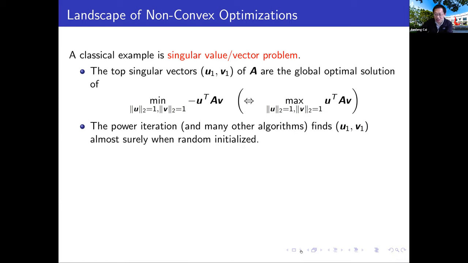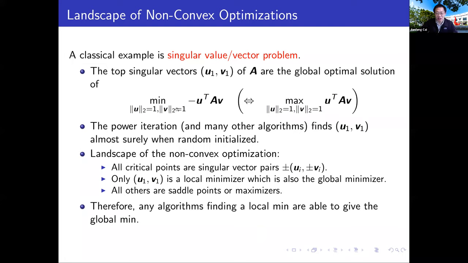Why is this true? It is because this minimization actually has a good landscape. If you check the critical points of this minimization, you will find that all critical points are just these singular vector pairs. And among them, only this U1, V1 is a local minimizer, which is also the global minimizer. All the others are just saddle points or maximizers. That's the reason why this U1, V1 problem can be solved by many efficient algorithms like the power iteration. Actually, any algorithm finding a local minimum will be able to give the global minimum, that is U1 and V1.